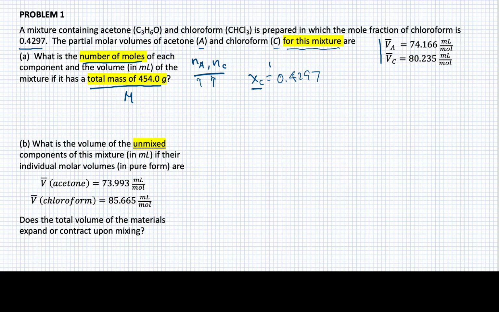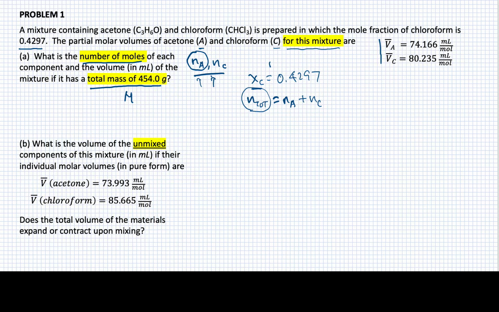Now, I'll offer as a hint that it might be worthwhile to take a look at the total moles of gas, that is to say, the combined moles of acetone and chloroform, and see if you can't express these two quantities in terms of this quantity. And if you can, then you might be able to generate one equation and one unknown, which you can then solve to get the answer to the problem.